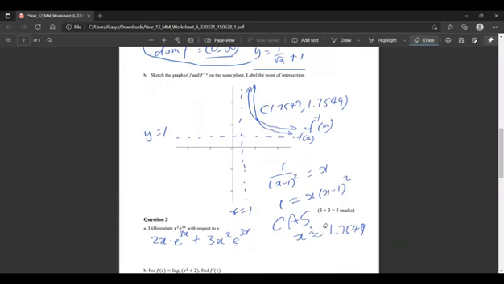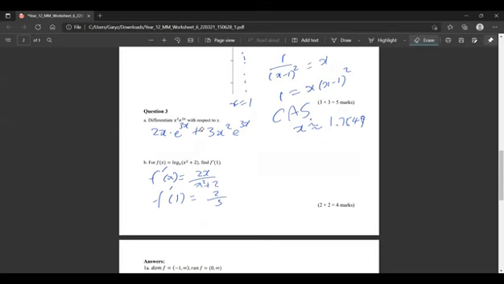And on the Kaiser, I actually got a rational value. Correct me if I'm wrong, but I'm pretty sure the intersection point is irrational and can't be expressed as an exact value. But what I've got is 1.7549 and 1.7549. So that'll be this question.